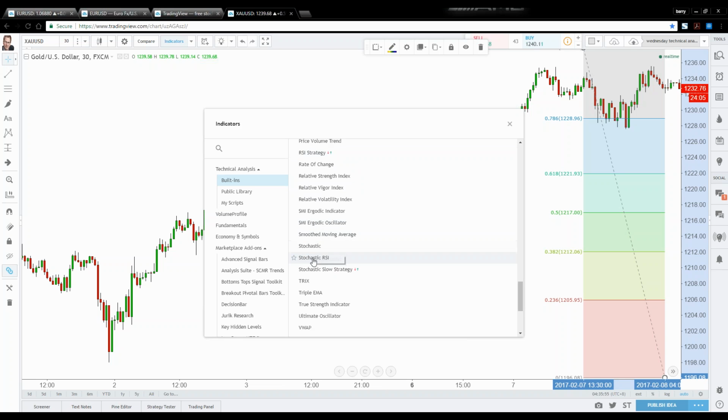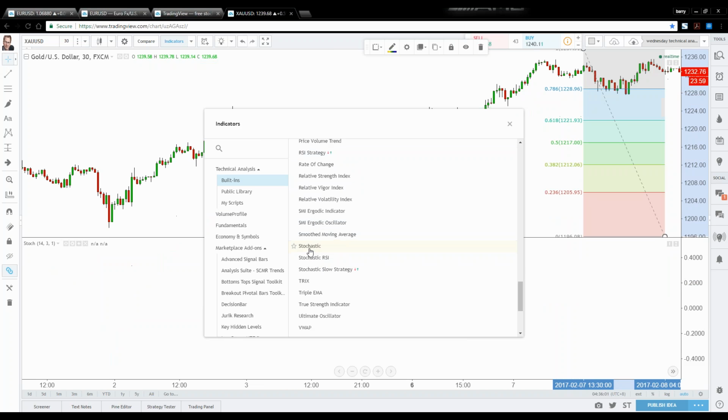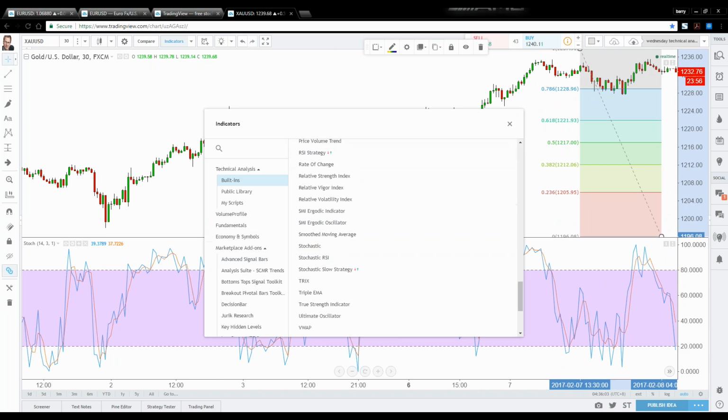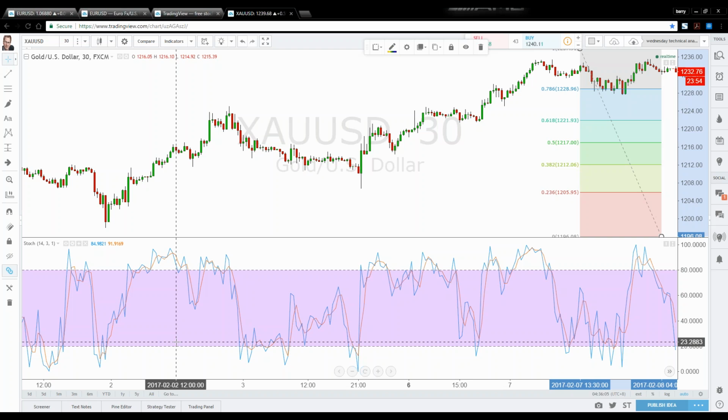And you see, here's Stochastics. Here's Stochastics RSI. That's a combination of using them together that somebody came up with. But we're just going to put the Stochastics on our chart. You see it in the purple background is the dead man zone.